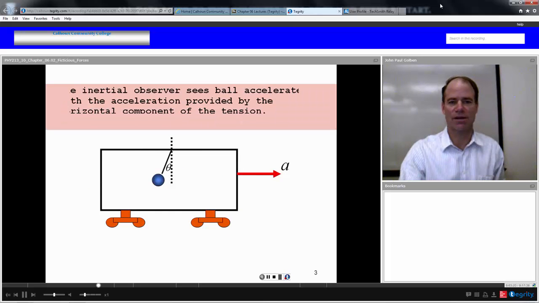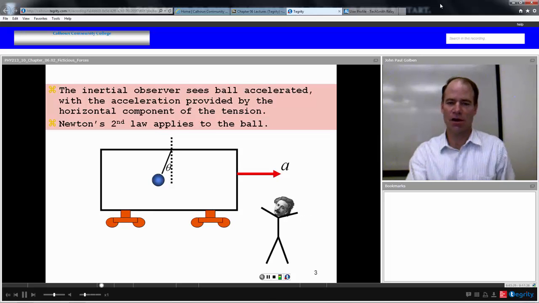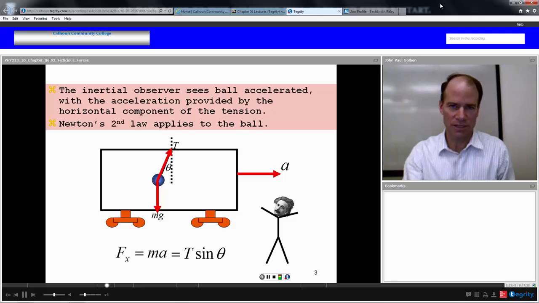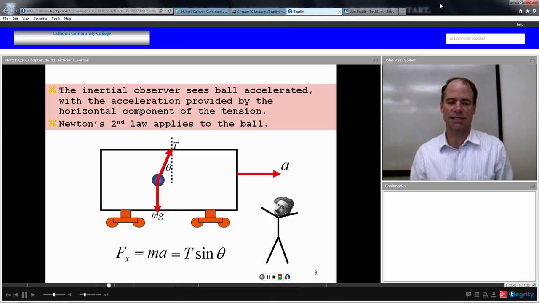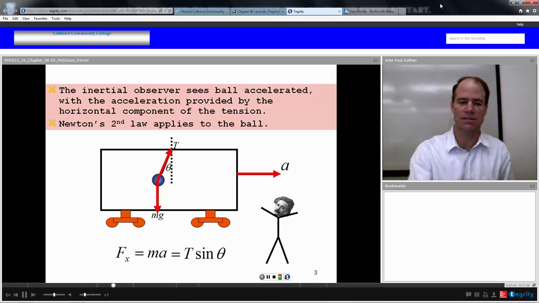So we have a dilemma here. The inertial observer would see the ball accelerated. Newton's second law applies to the ball. The inertial observer is somebody who is outside on firm ground. And they would say that the reason that this ball is being accelerated is because the component of tension along that direction, in this case T sine theta, theta being your angle from vertical here, is supplying the force, mass times acceleration, that is accelerating the ball.